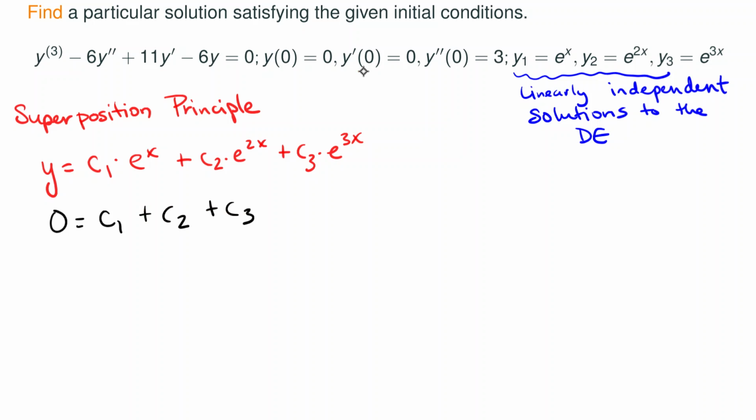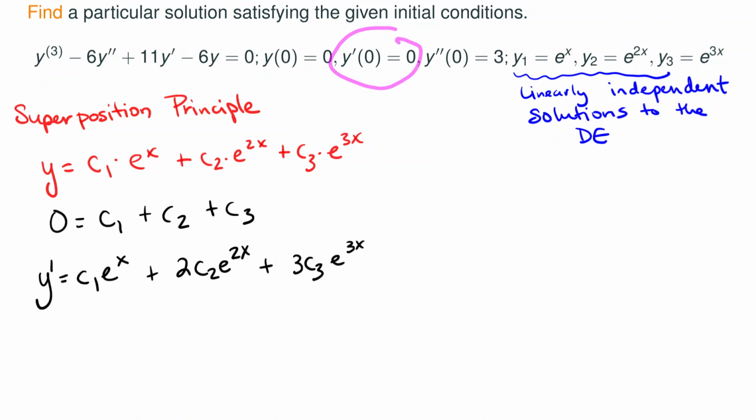Now to use our next initial condition, we have to have the derivative. So let's take the derivative. Y prime is C1 e to the x plus 2 C2 e to the 2x, bringing down the derivative of the inside here through our chain rule, plus 3 C3 e to the 3x. Now this initial condition, when we plug in 0, we should get 0, and that will give us 0 equals C1 plus 2C2 plus 3C3.